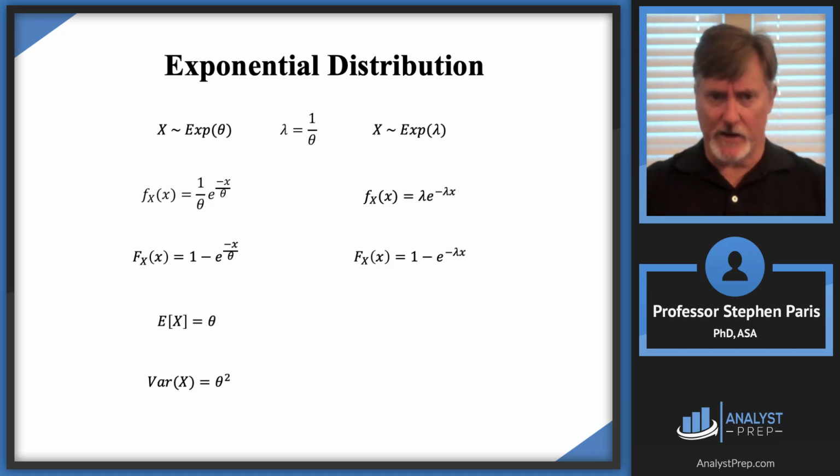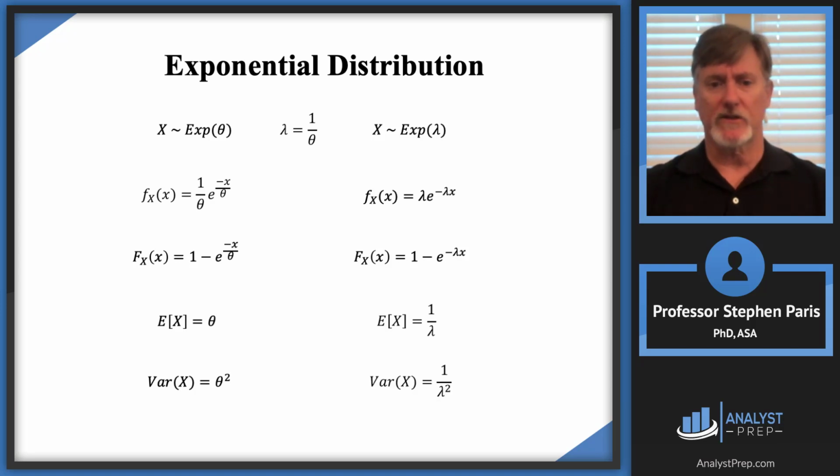The expected value, when we use our parameter, is theta, but if you look at the top middle equation there, the relationship between lambda and theta is that they're reciprocals of each other. And so if they're using lambda as the parameter, then the expected value would be 1 over lambda, and the variance would be the square of 1 over lambda, or 1 over lambda squared.